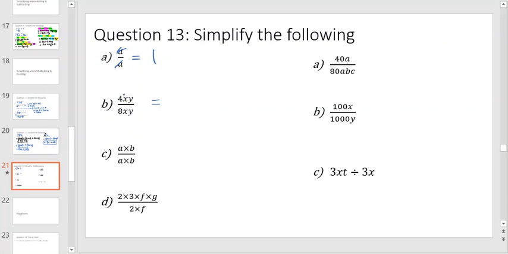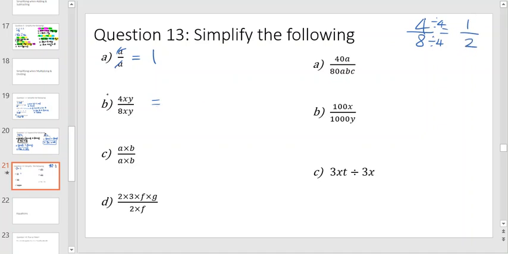Now with b, with our numbers, we simplify them as normal. So if I have, for example, 4 over 8 and I had to simplify that, I can divide them both by a factor of 4. You could have divided by 2, but you had to keep going. The highest factor was 4. 4 divided by 4 is 1. 8 divided by 4 is 2. And I can see 4 is half of 8. That's how we got a half.